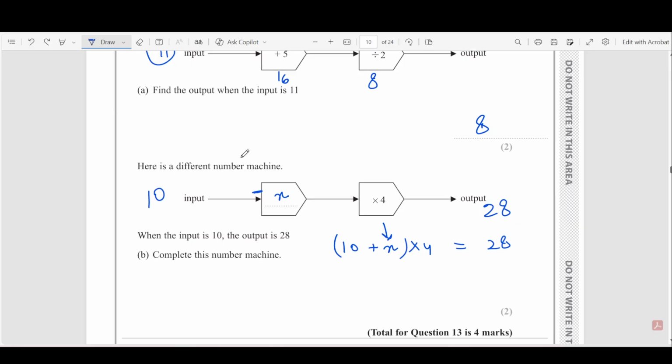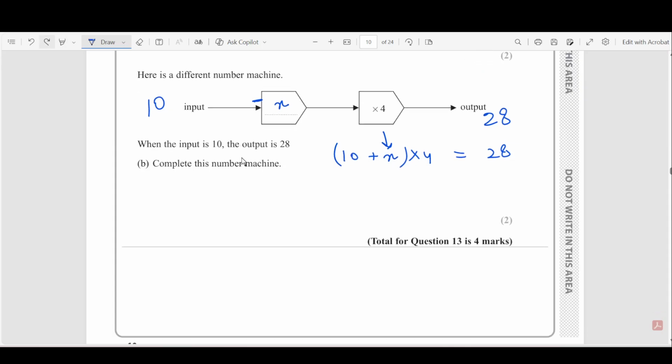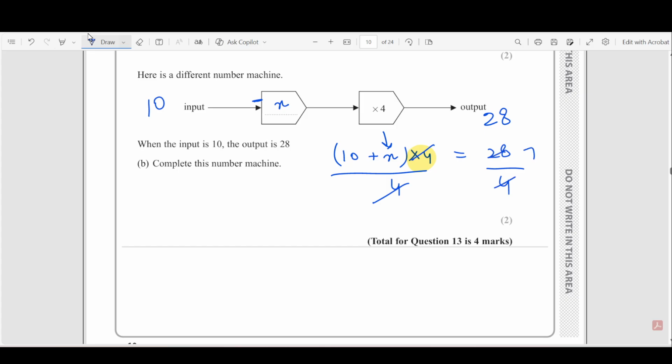We use the opposite operation. Here we have times 4, so I need to do the opposite of that. We always go one by one so that we don't get confused. Times 4 means we need to divide by 4. Now if I divide one side, then this would be unbalanced, so to keep balance, we do it on both sides. Now you can see that's how we can cancel. 4 divided by 4 is 1, right? And this side we got 7, right? So we have 10 plus x this side, other side we got 7.